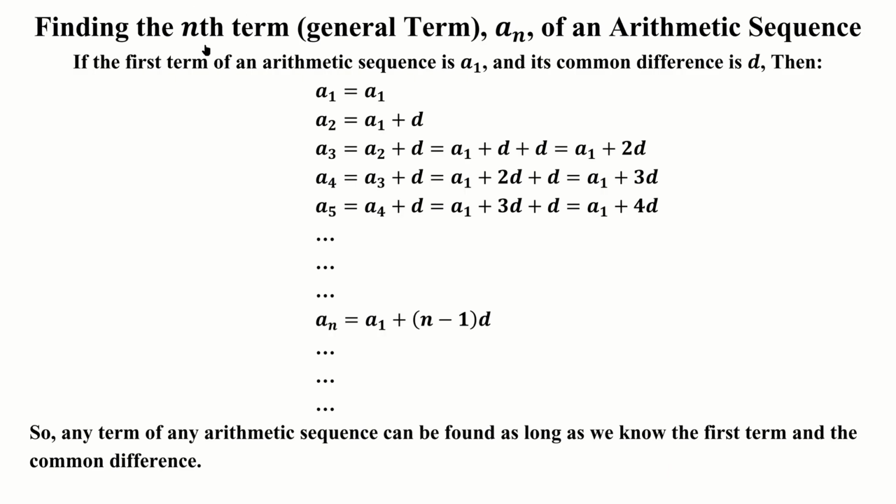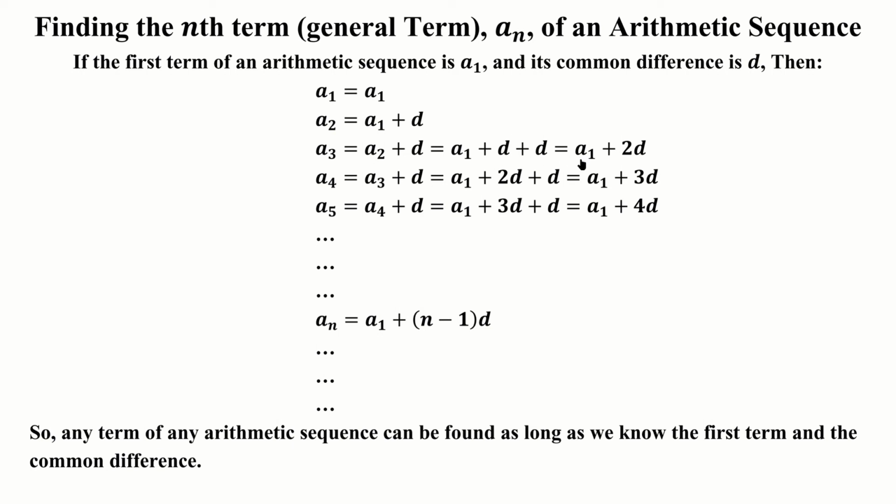Next, we want to see how to find the nth term, which is also known as the general term and denoted by an of an arithmetic sequence. Now, if the first term of an arithmetic sequence is a1 and its common difference is d, then notice that a1 is just a1, but if I want a2, I can get a1 and add d to it, right? And if I want a3, I can take a2 and add the common difference to it. But remember, a2 is a1 plus d, right? So if I replace the a2 with a1 plus d, I get a1 plus d plus d.